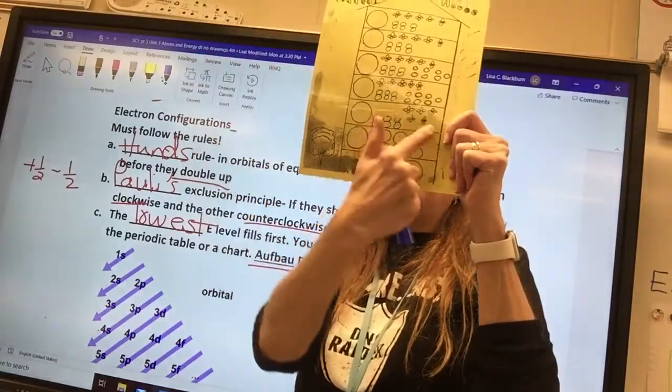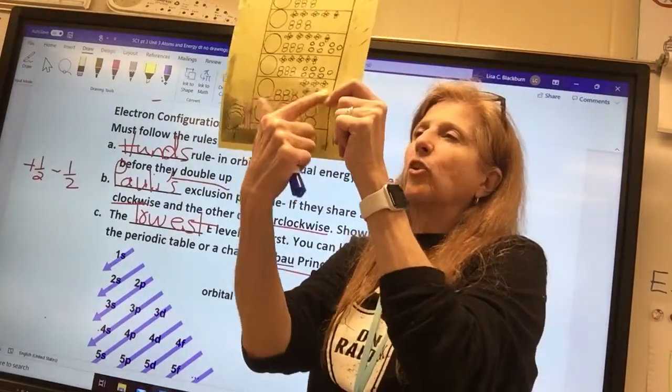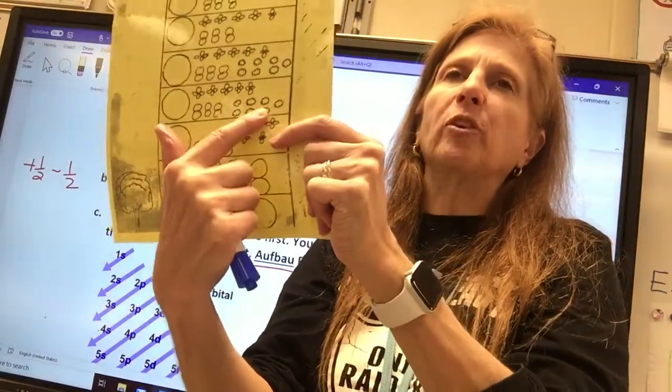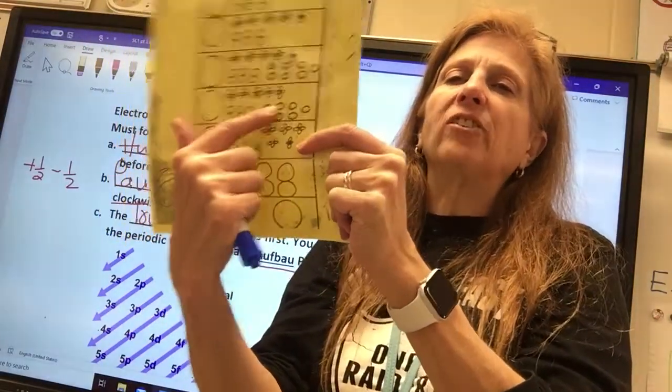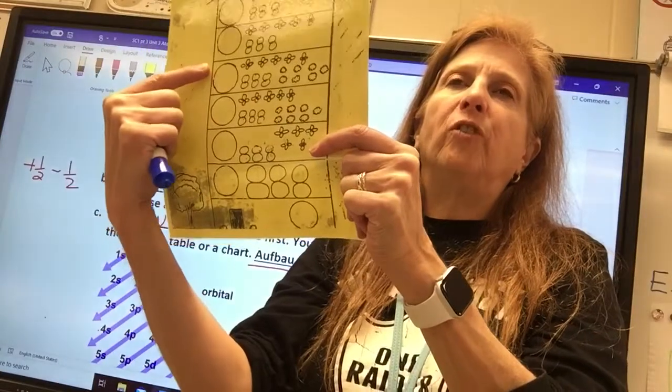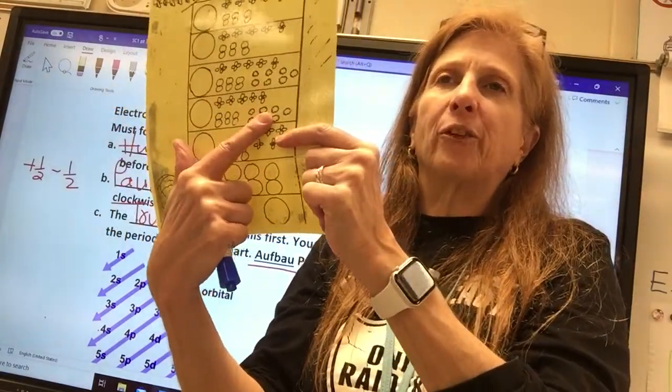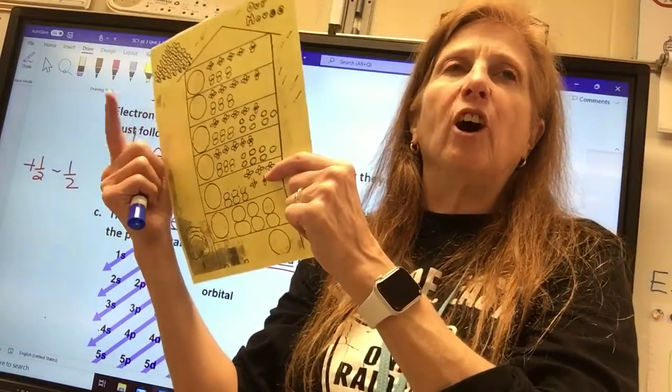But note, 4s fills before 3d. See these little cramped 3d rooms? Can you see those? They're little and cramped. You're going to see them in a second. It's nicer for the electron to jump up to 4 and get a nice s room instead of being cramped in that 3d room. It's worth the jump.